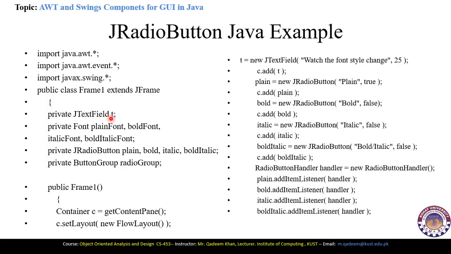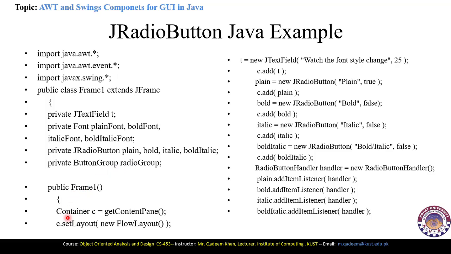First we have declared JTextField t. t is the object of JTextField. It is a private object. Then we have private Font plain font, bold font, italic font, and bold italic font. So here we have declared 4 different fonts. Then we have private JRadioButton plain button, bold button, italic button, and bold italic button. So here we have defined four different JRadioButtons. Then we have the ButtonGroup, radio button group. It is in fact just instantiated here.